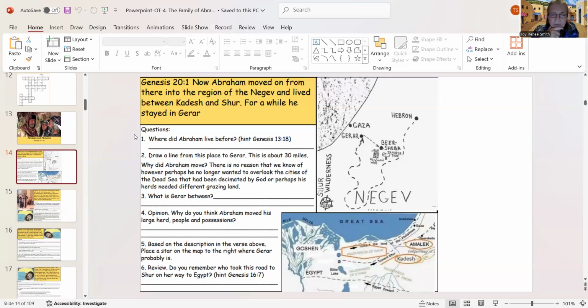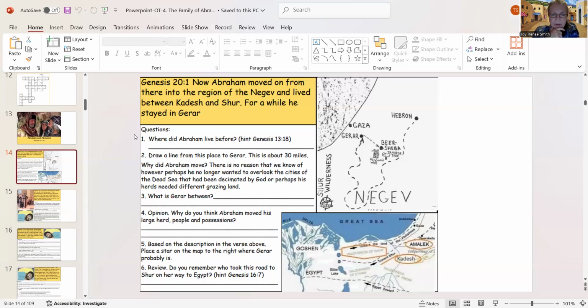Why do you think Abraham moved his large herd, people, and possessions? Well, since he had a large herd and people, it's probably due to the food he can find. Perhaps that was the reason. I don't know, but obviously you need to support your flocks and everything. So that definitely could be it.